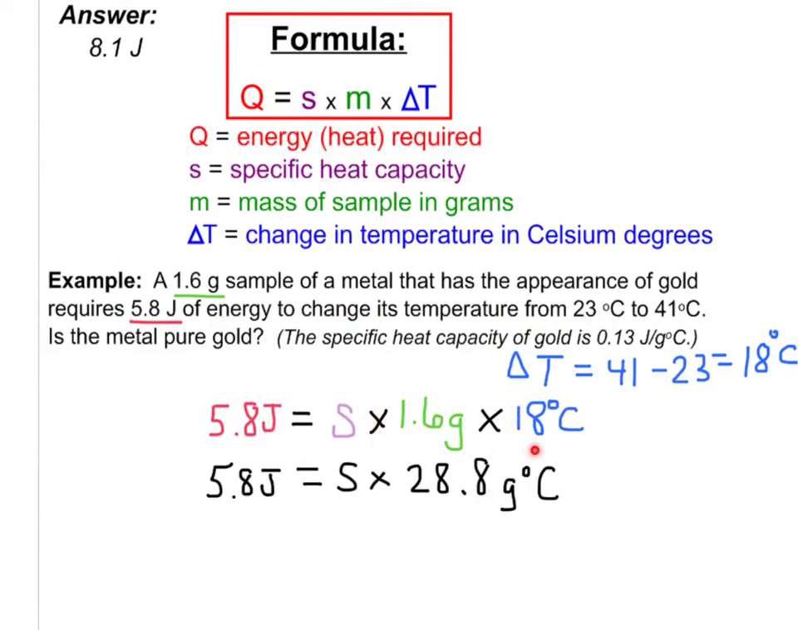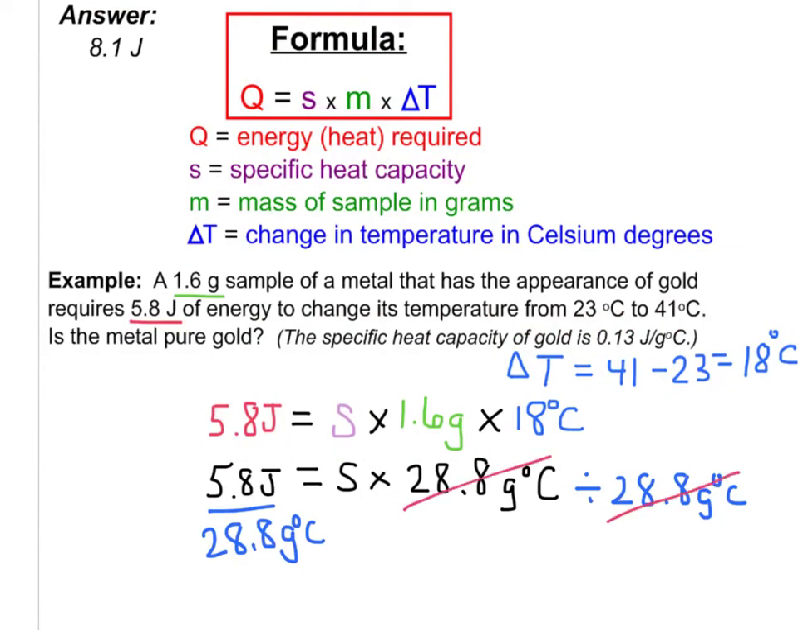If I multiply 1.6 times 18, I get 28.8 gram degrees C. I just rewrote the rest of the equation. Now I can divide both sides. If I divide this side by 28.8 gram degrees C, and I divide this side by 28.8 gram degrees C, I end up with my specific heat capacity. These two cancel out, and I get S equals 2.20 joules per gram degrees C. That is my specific heat capacity. Is that the same as the heat capacity of gold? No, it's not. So this must not be pure gold.